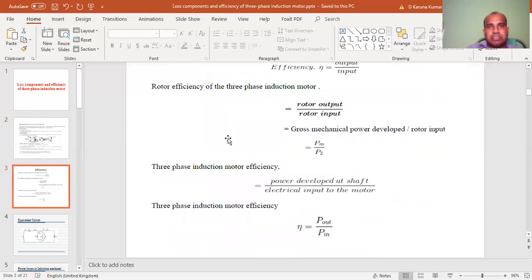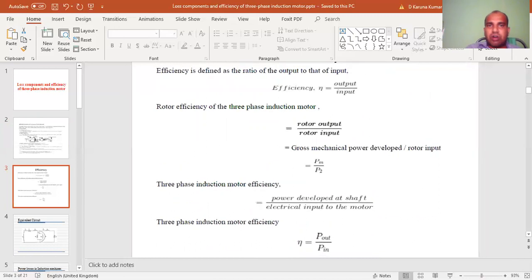The next one is efficiency. Efficiency means the ratio of output power to input power. The rotor efficiency means the rotor output power by rotor input. Rotor output means mechanical power, PM. The final output is mechanical power. The rotor output is PM, the gross mechanical power, by rotor input. Rotor input means the stator output. So rotor efficiency means mechanical power by rotor input.